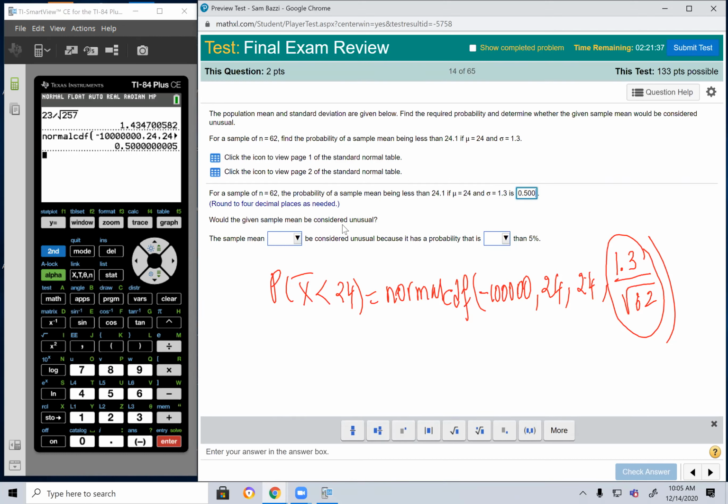Would the given sample mean be considered unusual? Well, I didn't get less than 5%. Would not, because the probability is greater than 5%. It's only unusual if the probability is less than 5%.